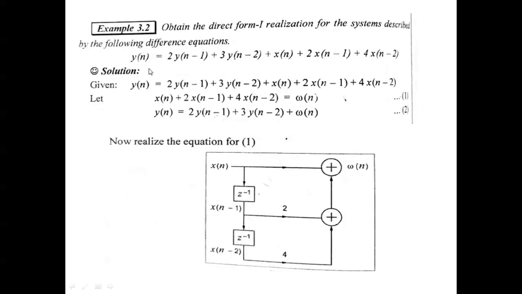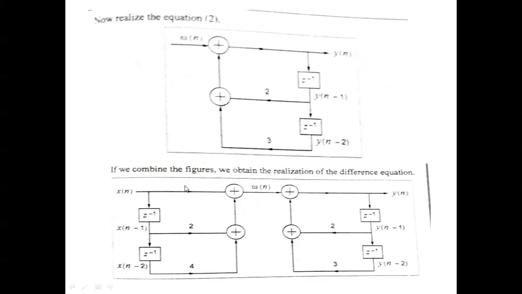The other example is similarly the same. The first one is the y of n and x of n value. In the second, the total x of n values we consider as omega n. So there are two equations, just like the previous example we saw. Just write it as omega n. This part you put on the output side, and the x of n value you put on the input side. n minus 1 is the inverse, then n minus 2 is the second delay, so one delay and two delay. So this is the final diagram.